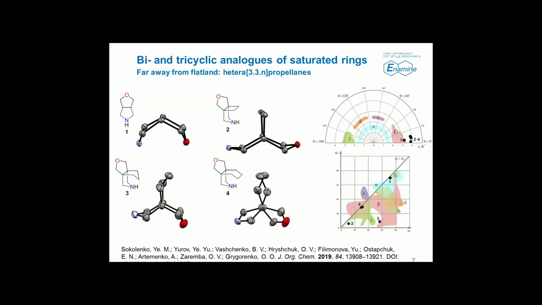So these compounds are quite similar to the area where most saturated six-membered rings are located. It is the beta area in this plot, but they are also different from the viewpoint of orientation of exit vectors. So while having very close distances between heteroatoms, they are oriented in a completely different manner. So indeed, they are quite different in terms of their three-dimensional structure.